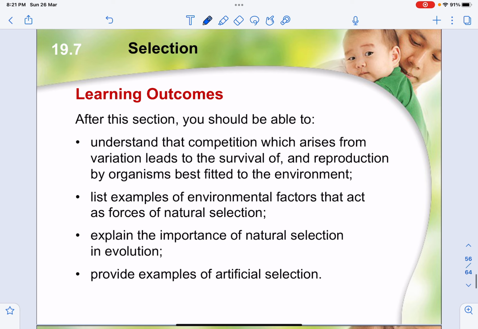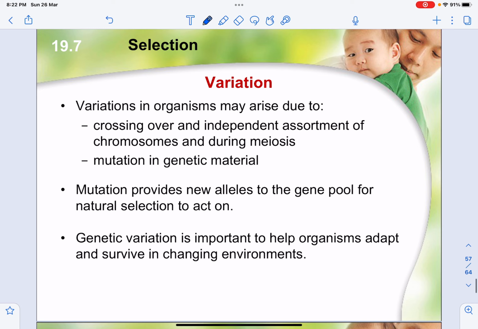Next, we talk about selection, where over here we will have to understand that competition usually arises from variations, which will lead to the survival or even the reproduction by organisms best fitted to the environment. You are needed to know the environmental factors that can actually act on it and the importance of natural selection or examples of artificial selection. So variations in organisms may arise due to crossing over and independent assortment of chromosomes during meiosis, whereas mutation is in the genetic material. Mutation provides new alleles to the gene pool for natural selection to act on, and that genetic variation is important to help organisms to adapt and survive in changing environments.